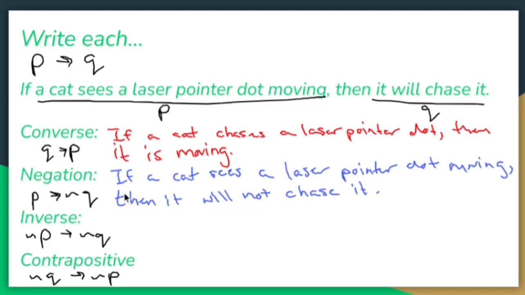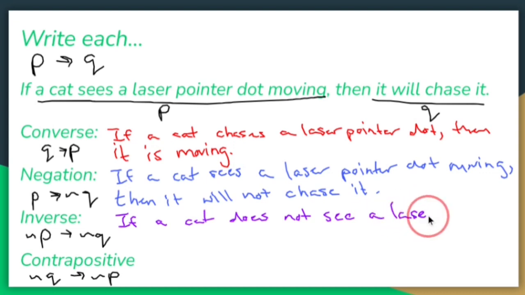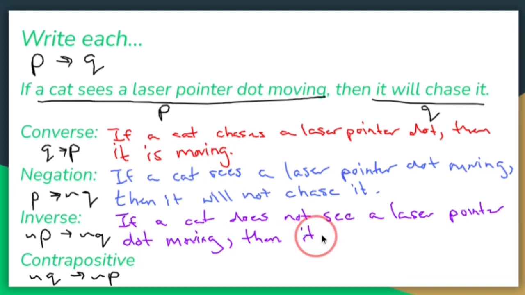All right. If a cat does not see a laser pointer dot moving, then it will not chase it. Okay? So P, thank you, not.